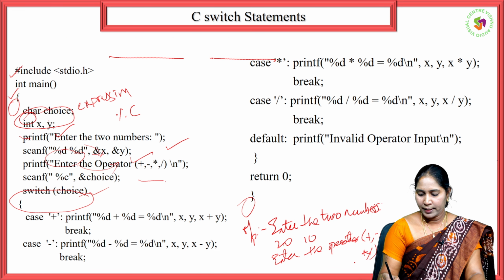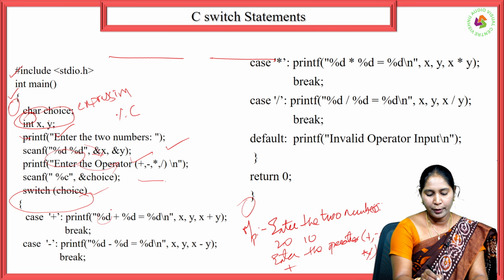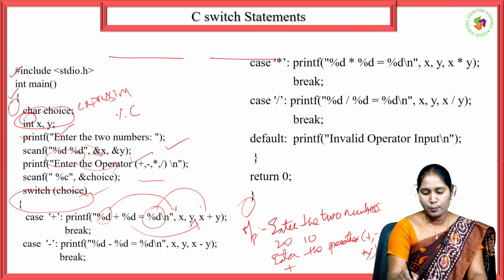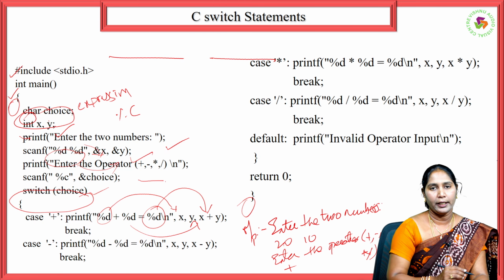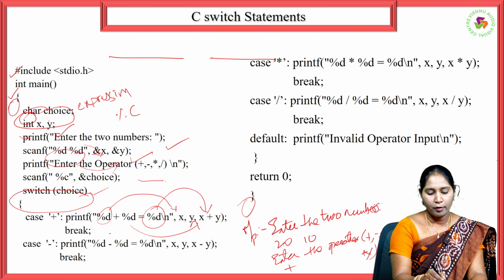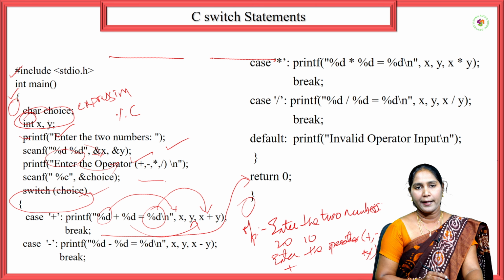For example, if I'm doing plus, so I'll be performing here: %d will be holding the value of x and this %d will be holding the value of y, and the result will be x plus y. Here I have not taken any operator variable, so it directly performs that operation, 20 plus 10 equal to 30. That 30 will be printed. Then I have used break. Once it reaches the break, the control comes out of the switch, goes to the return statement and stops the execution.